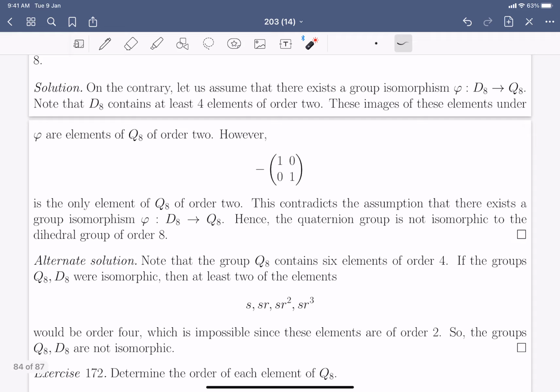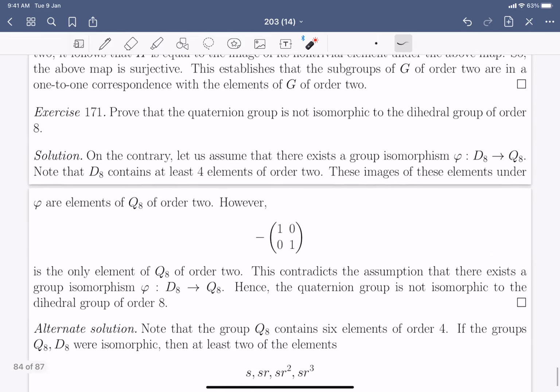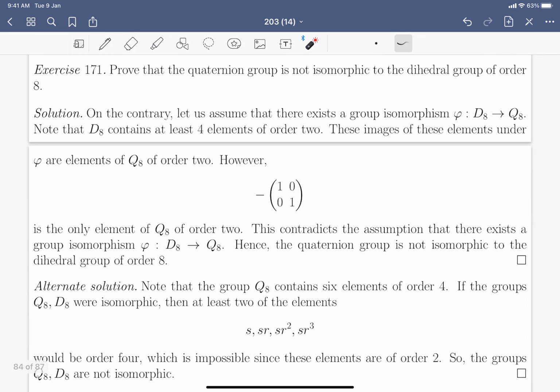Okay, and maybe here you can find an alternate solution. If you look at the group Q8, this contains 6 elements of order 4. You can check that. To do that, you first compute the orders of all the elements of Q8. One can check that Q8 contains 6 elements of order 4. So if the groups Q8 and D8 were isomorphic, then this dihedral group would have 6 elements of order 4.